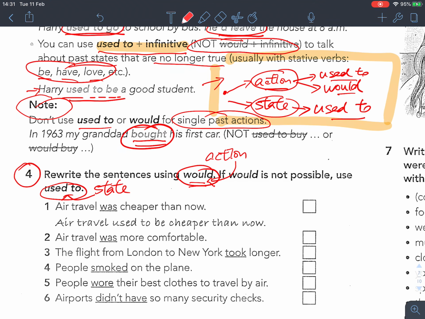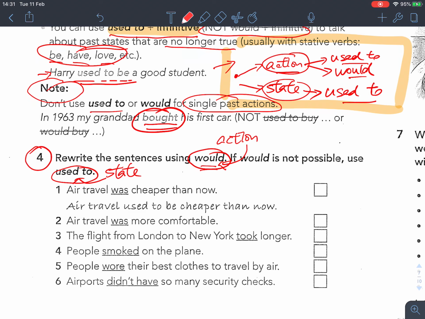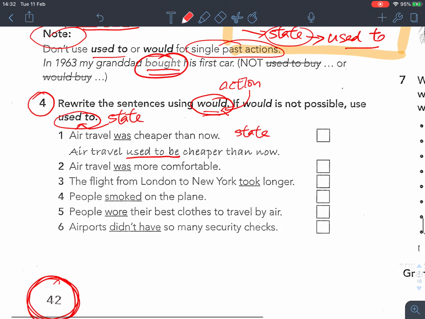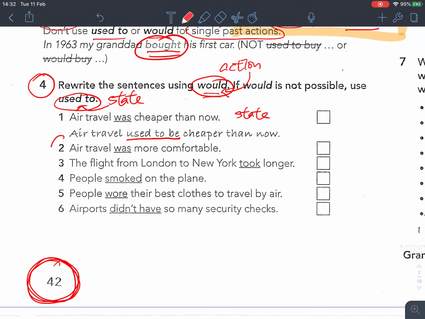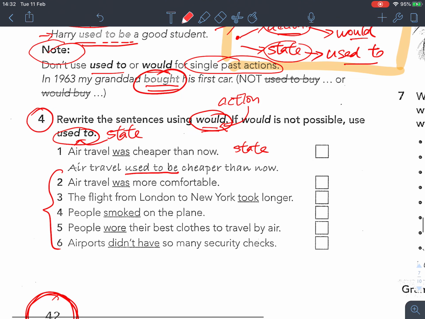We'll look at one example first. So the first one, air travel was cheaper than now. So first of all, we have to determine whether it is a state or an action. So air travel was cheaper. Is it a state or an action? So clearly it should be a state, right? So we can change it to used to be according to the instructions here. We change it to used to and then be cheaper. Okay, so can you now do questions 2 to 6? If it is an action, then change it to would and then the infinitive. And then if it is a state, change it to used to and the state. Okay, so now please pause the video and do the questions, and then we'll come back and check the answers.